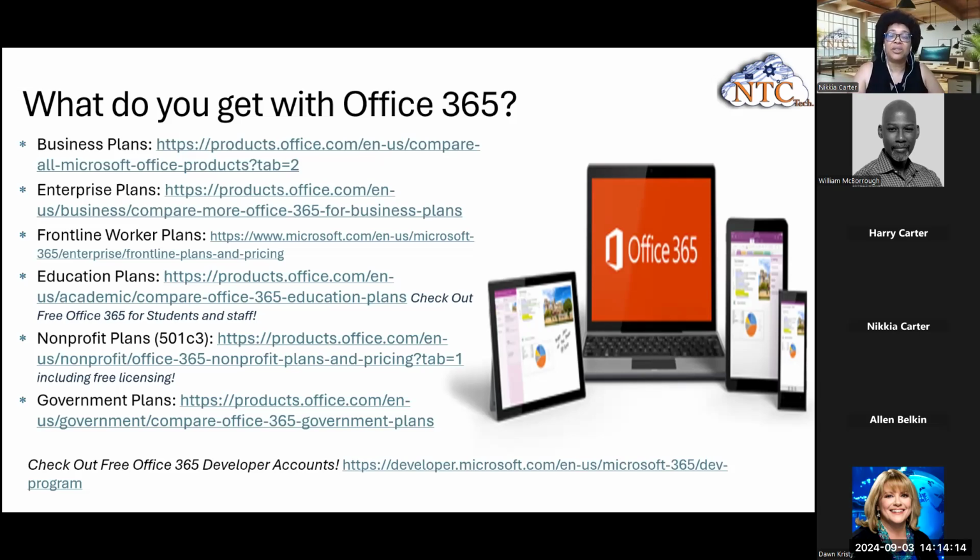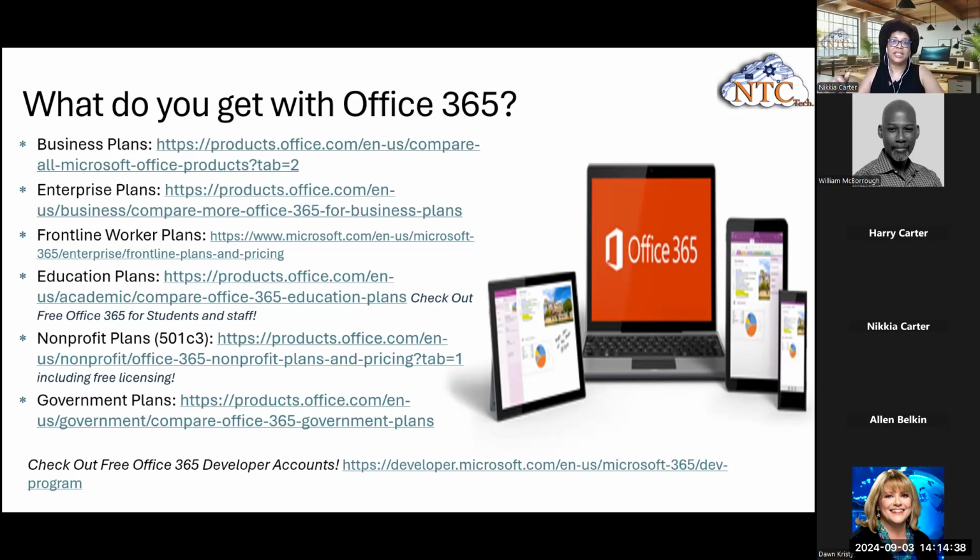Other than that, the other difference is the number of users. With a business plan, you can have up to 300 licenses. Enterprise plans are unlimited. So you can have over 300 licenses of people on an enterprise plan, but only up to 300 for your business plans.